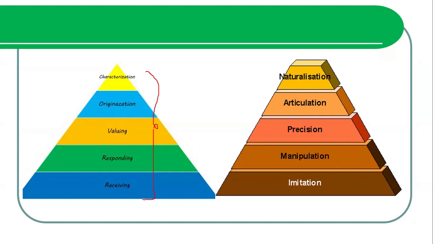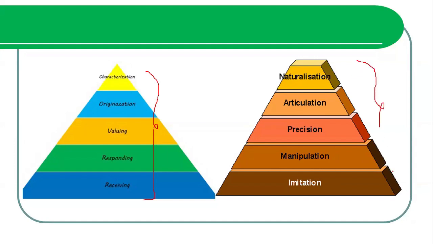So that is what we call characterization. Characterization: someone is part of what he or she has learned and is able to implement it. And that's what you call the affective domain. Then we looked at what we call the second domain, the psychomotor domain.